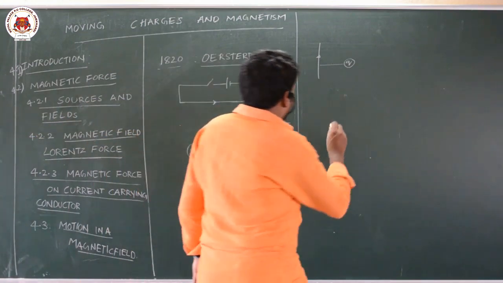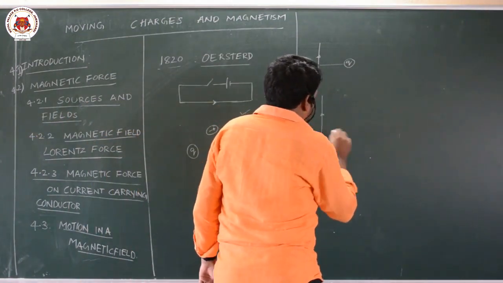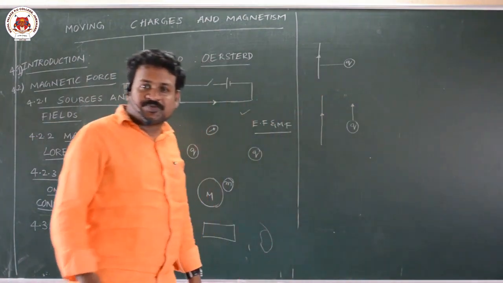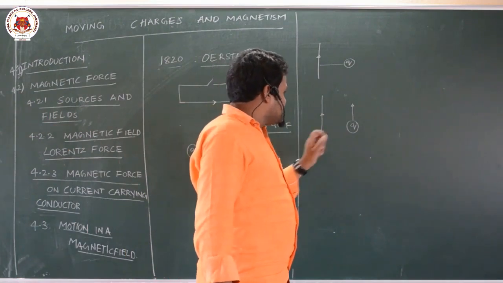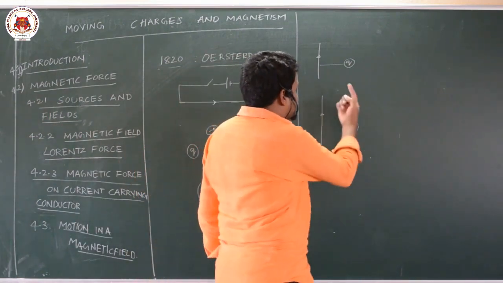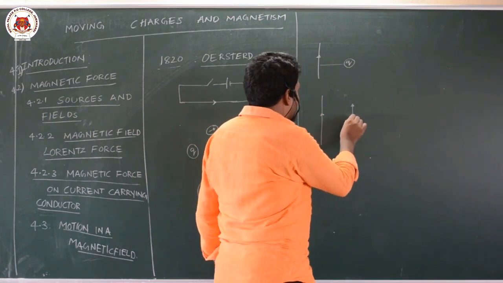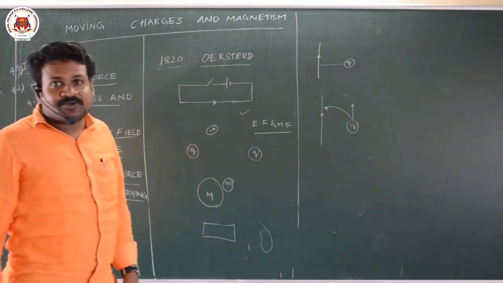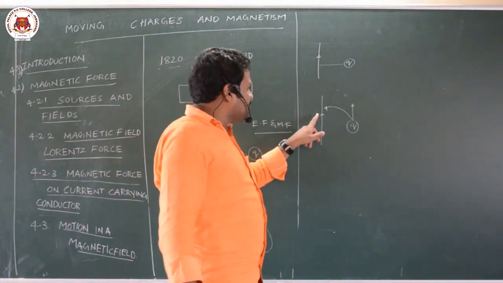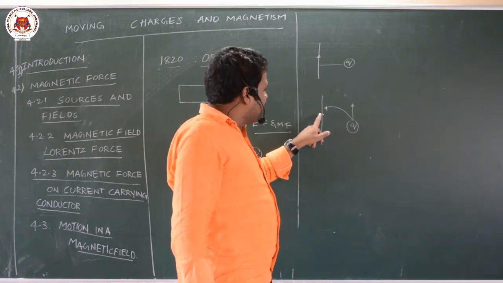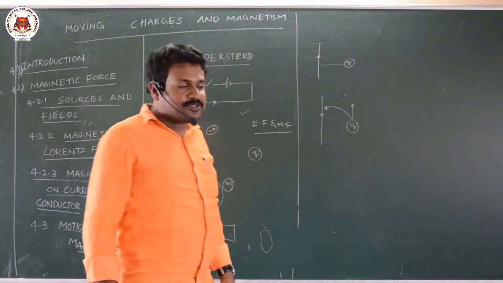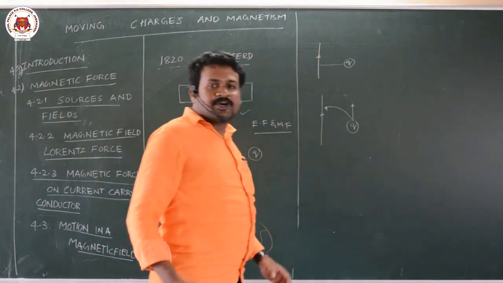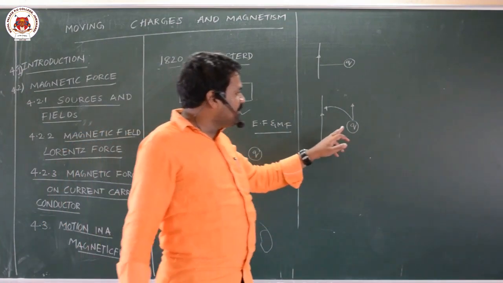Now next, if I project one positive charged particle, maybe like an alpha particle or any positive charged particle, adjacent to the wire, what happens? This positive charged particle starts getting attracted towards this wire. That means this current carrying conductor is attracting the moving charges. That means moving charge and current carrying conductor, both are producing magnetic fields. There is some force acting on this.